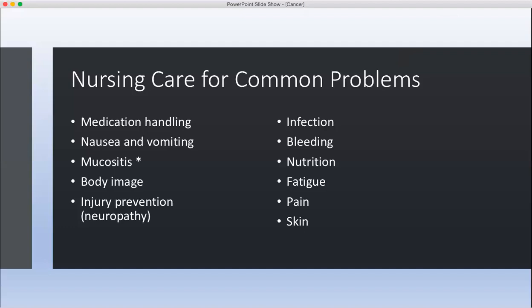Mucositis, I don't know why I have this starred. It's not any more important than any of the other ones. It just didn't get edited out, I guess.